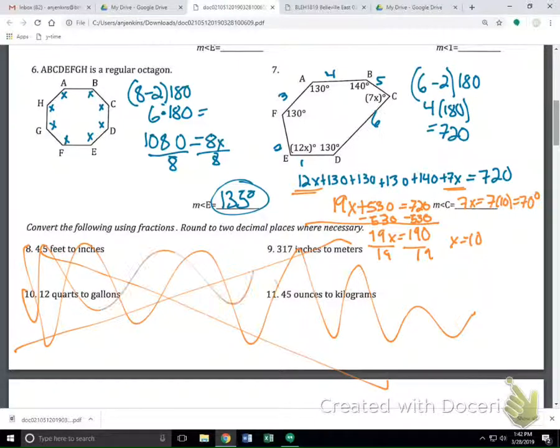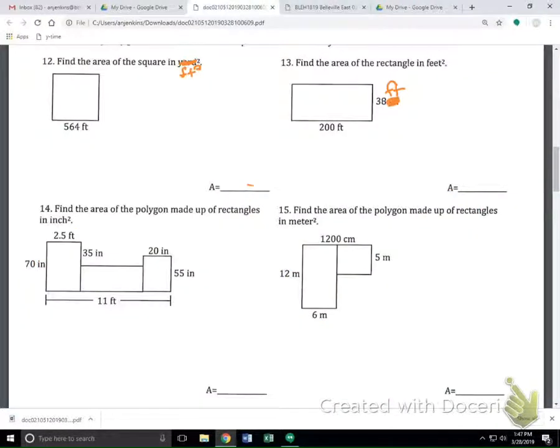So we're not doing 8 through 11. Now we're on number 12. How do you find the area of a square? Yep, length times width, side times side. So area equals side squared. So that's going to be 564 feet squared.